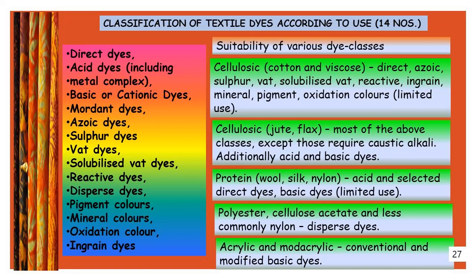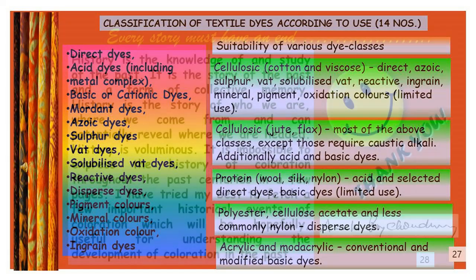Protein fiber, wool, silk, nylon: acid and selected direct dyes, basic dyes, limited use. Polyester, cellulose acetate and less commonly nylon: disperse dyes. Acrylic and modacrylic: conventional and modified basic.